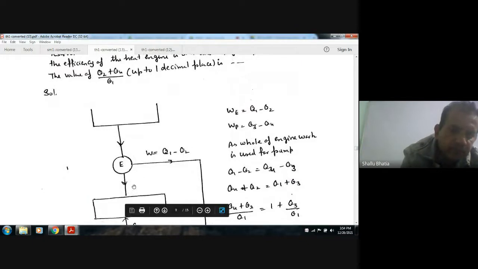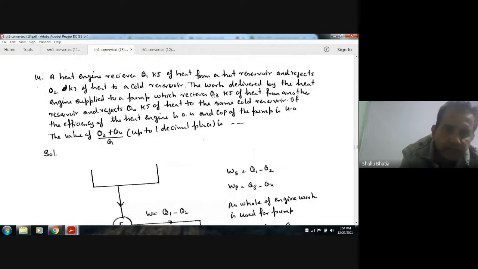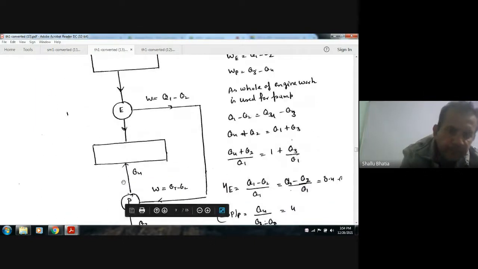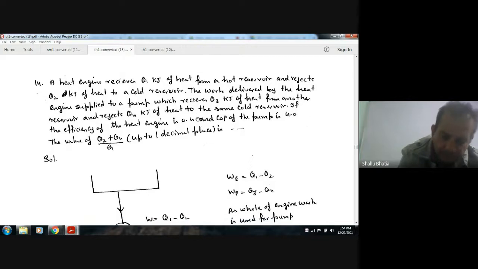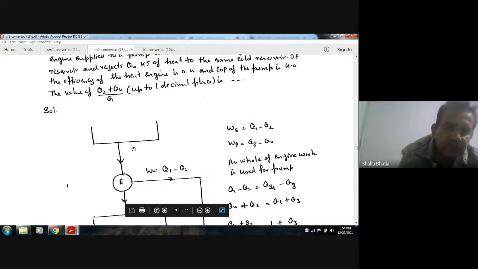Okay, this is Q2. The work delivered by the heat engine is Q1 minus Q2, and it is supplied to the pump, which receives Q3 kilojoule of heat from another reservoir and rejects Q4 heat to the same cold reservoir.